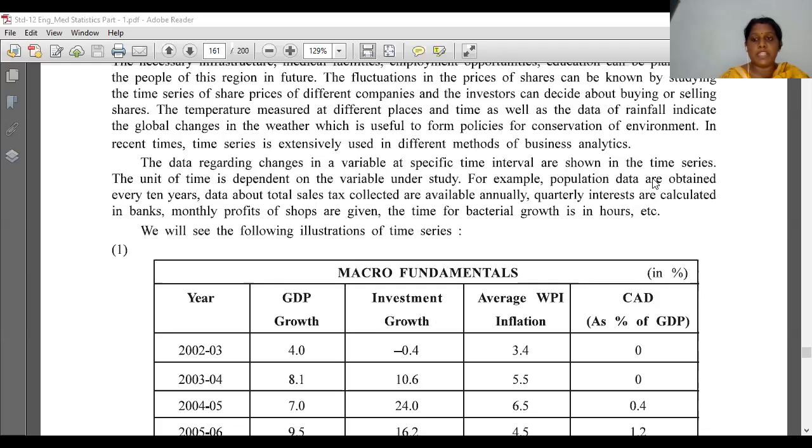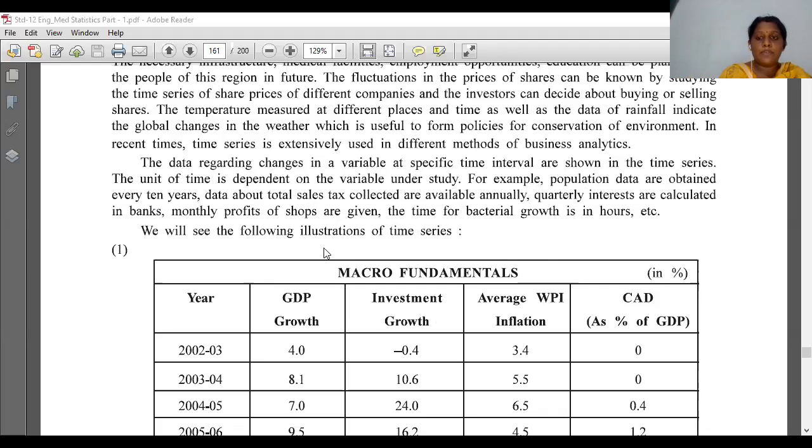For example, population data are obtained every 10 years. Data about total sales tax collected are available annually. Quarterly interest is calculated in banks. Monthly profits of shops are given. The time for bacterial growth is in hours, etc. So for different categories, different times are allotted, right?